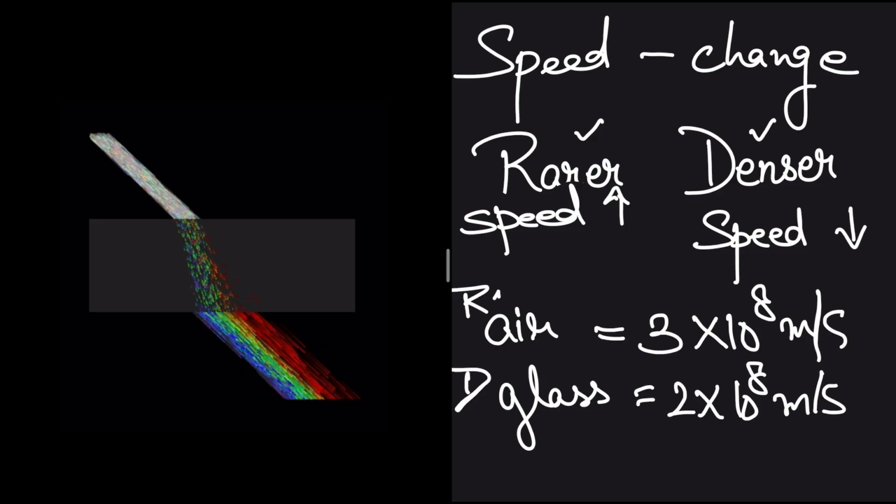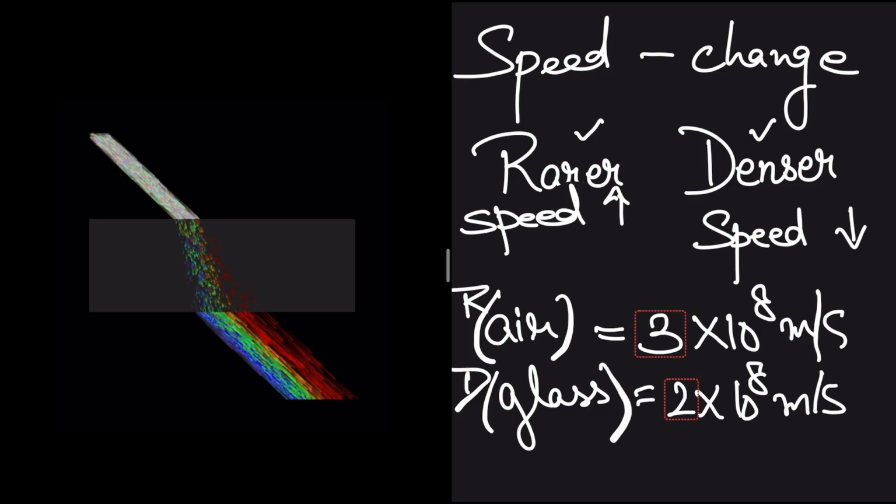Denser medium. Why so? Because in air the speed of light is 3 into 10 raised to power 8, which is more, and in glass the speed of light is 2 into 10 raised to power 8 meter per second, which is less. Okay, so this is the difference between rarer and denser medium.